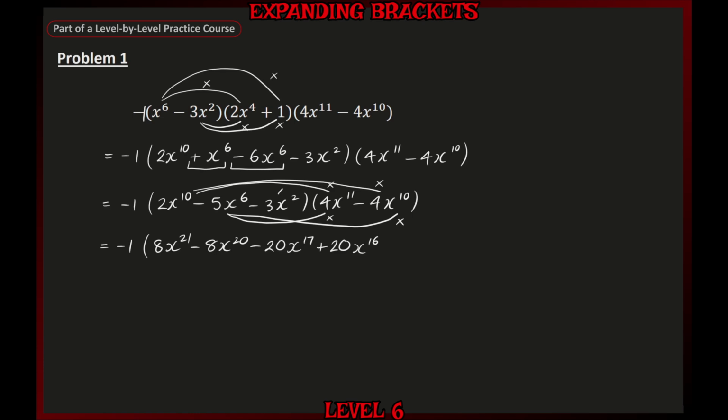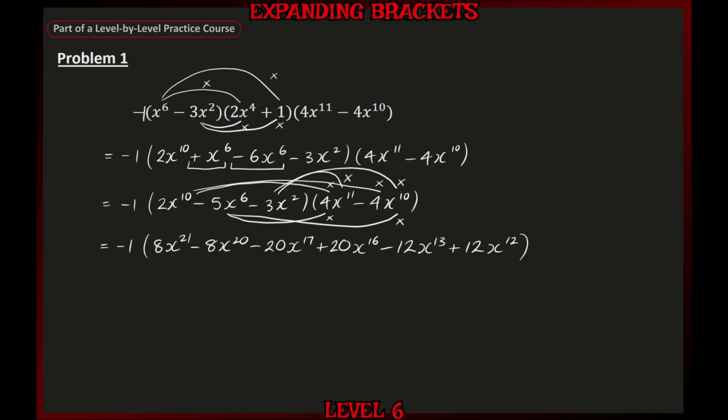Now we have minus 3x squared multiplied by 4x to the power of 11. This gives us minus 3 times 4, which is minus 12, and x squared times x to the power of 11, which is x to the power of 13. And finally, minus 3x squared times minus 4x to the power of 10. Minus 3 times minus 4 is plus 12. And x squared times x to the power of 10 is x to the power of 12. And this still remains inside a bracket because it's being multiplied by minus 1.